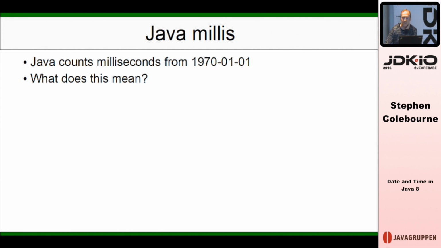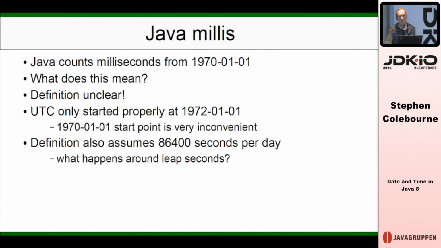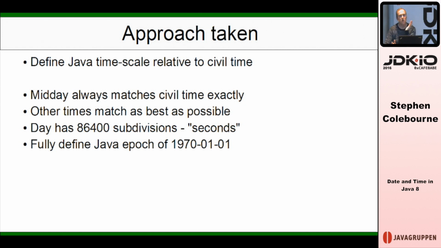So Java counts milliseconds from 1970. But there's a problem, because UTC was actually only defined in 1972. So it's quite hard to define the meaning of milliseconds from 1970 when the actual timescale didn't really exist then. The definition is based on the Unix definition, on POSIX definitions, and it assumes 86,400 seconds a day. There's not really any solution around leap seconds. POSIX is a bit of a mess generally.